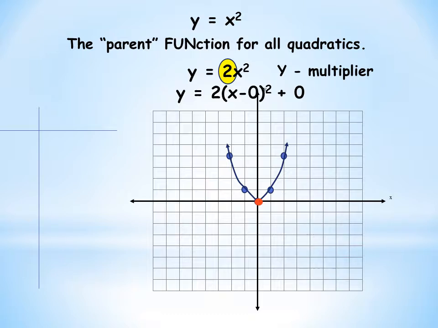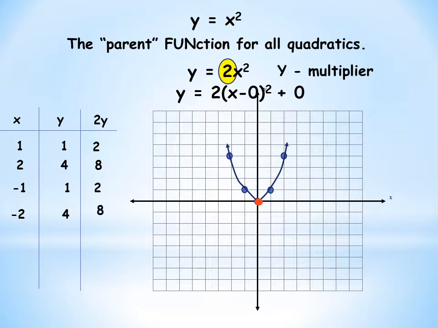So if we look at our standard xy table, when we just had the parent function y equals x squared, we had 1, 1, 2, 4, -1, 1, and -2, 4. But now we have this y multiplier, so we're going to take all of our y's and multiply them by this a value, which is 2. So 1 times 2 is 2, 4 times 2 is 8, 1 times 2 is 2, and 4 times 2 is 8. Now we can plot these x's and these new y's to see what our function will look like.